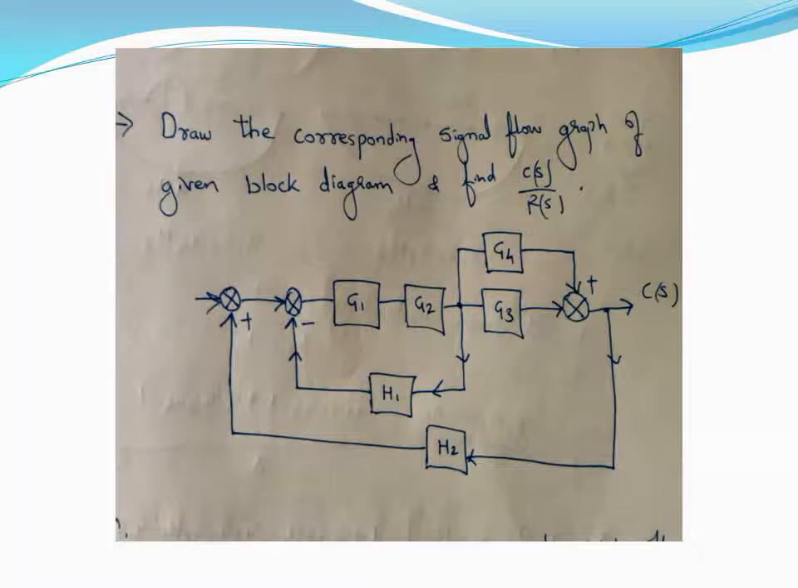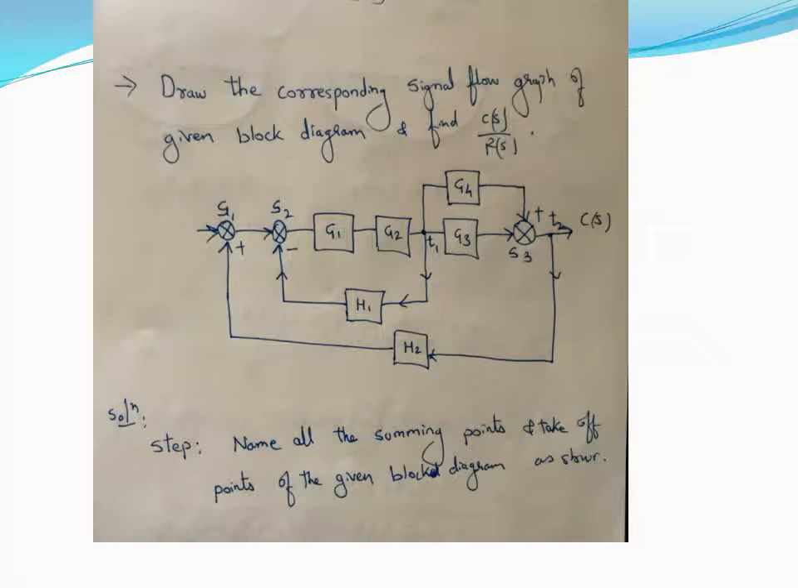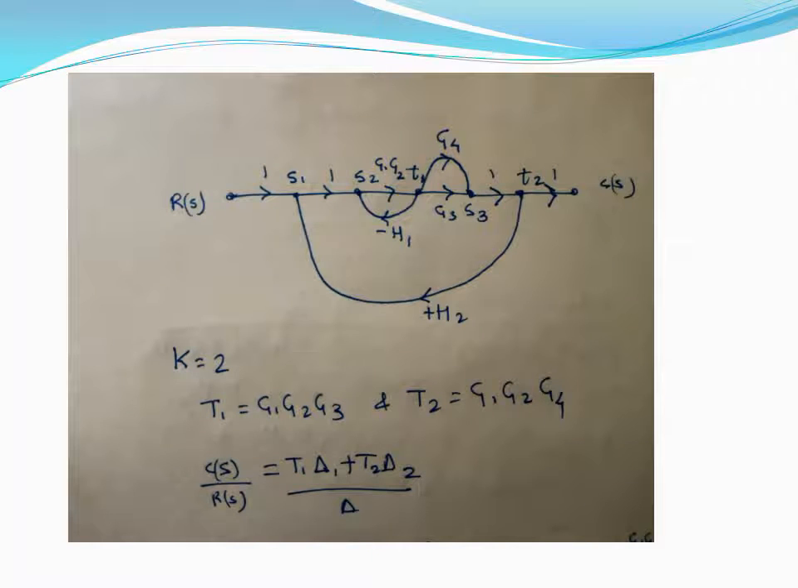After naming these, the summing points and takeoff points will form the nodes in the signal flow graph. Now just correlate it. We have G1, G2, which is written on top of the arrow as the gain. From T1 to S3 we have two ways, G3, and there is one more arrow with G4. From T1 and T2 we have feedback paths, one with a minus sign, that is T1, and one with a positive sign, T2. That is what we have written here. We have converted this into a signal flow graph.